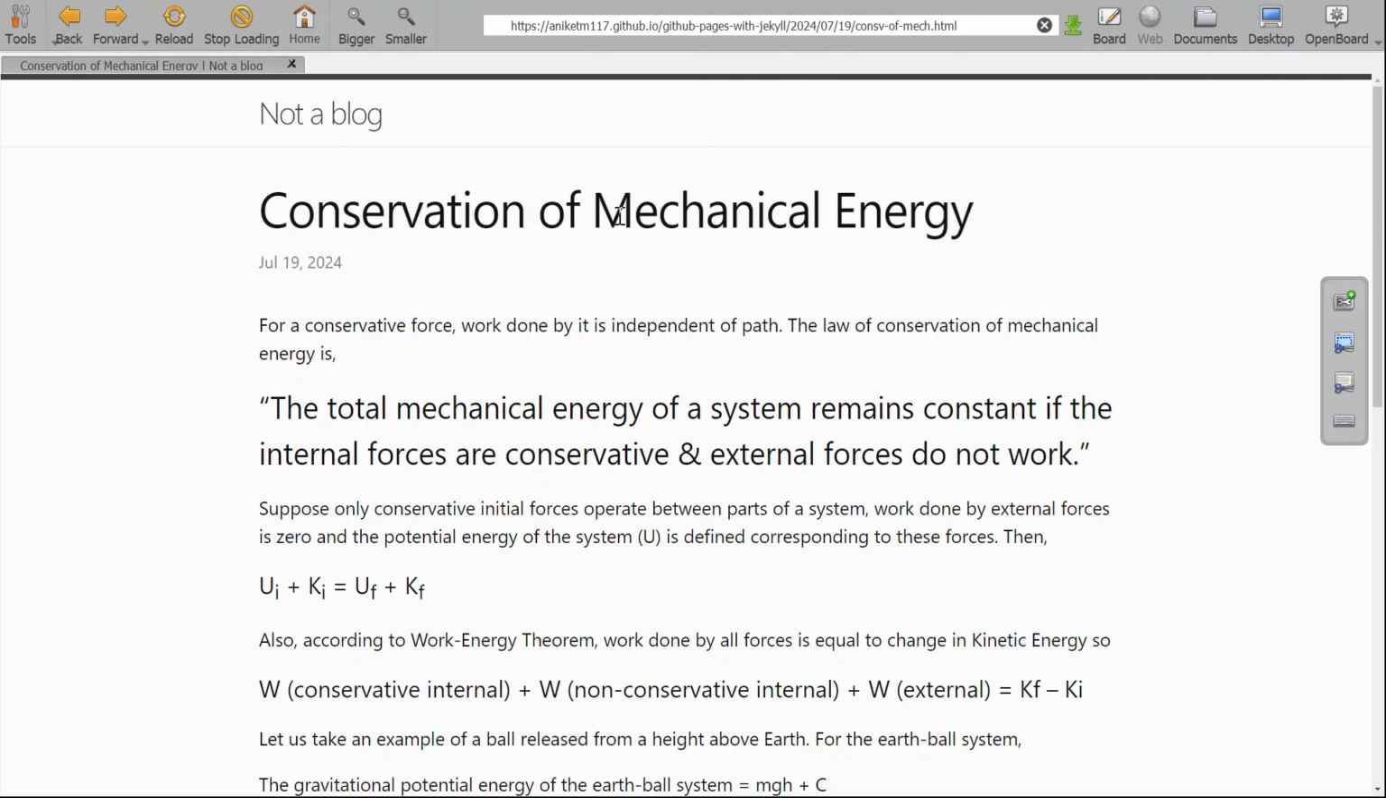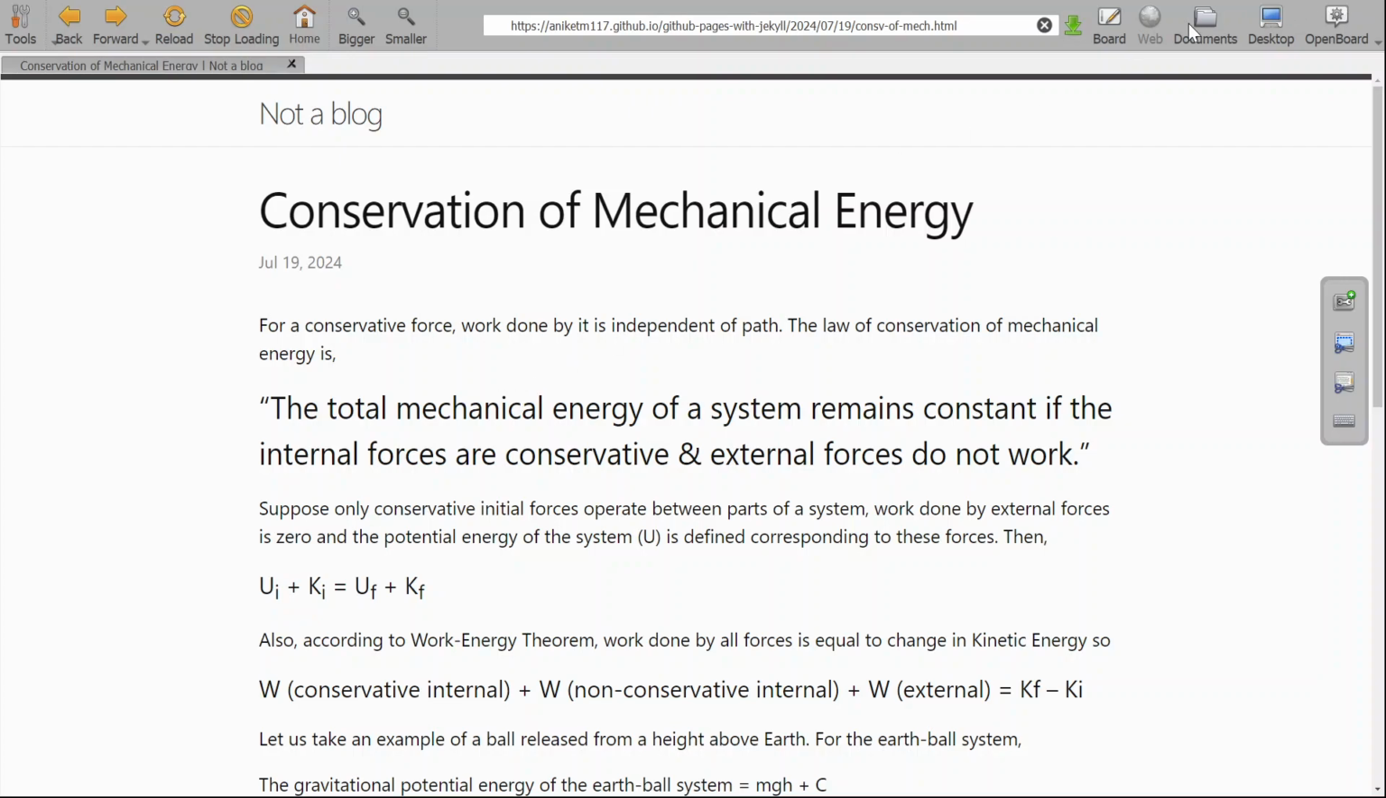So what is the law of conservation of mechanical energy? The law of conservation of mechanical energy says that the total mechanical energy of a system remains constant if the internal forces are conservative and external forces do not work. So what is mechanical energy? Mechanical energy is nothing but the sum of the potential energy of a system and the kinetic energy of the system. By system it means whatever particles and whatever bodies we are including in a system.